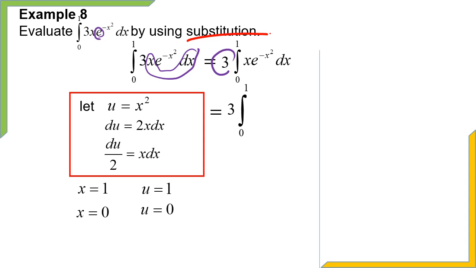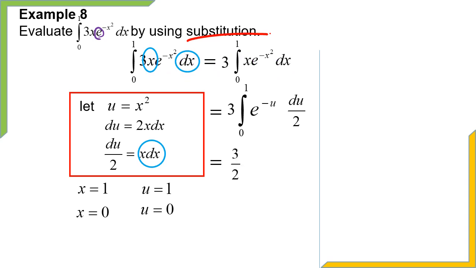So what we need to do is to replace the power, the index. So we get e to the power of negative u, and the x dx here will be du over 2. Okay? So with the du over 2, we can take out the 2 as a constant. So 3 over 2 of the integration of e to the power of negative u from 0 to 1. So integrate e to the power of negative u, we know it's equal to e to the power of negative u over the coefficient of u, which is negative 1. So that's why we have negative e to the power of negative u from 0 to 1.